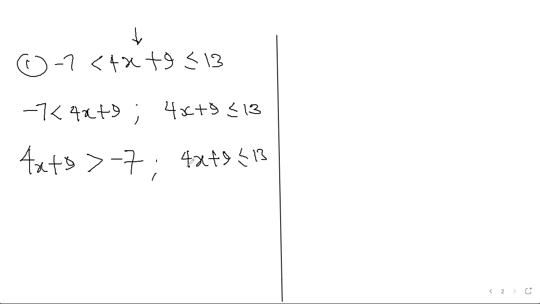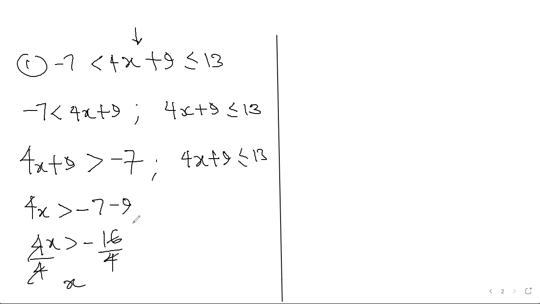Then I'll solve each of these inequalities and combine the result on the number line. So this will be 4x greater than -7 minus 9. So 4x greater than -16. Then you divide both sides by 4. Then x will be greater than -4. This is the first part.